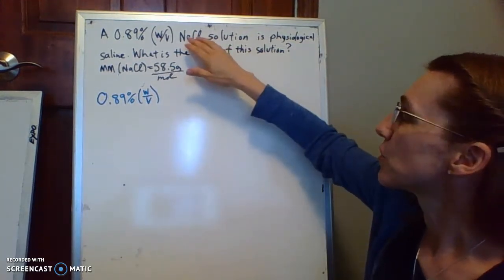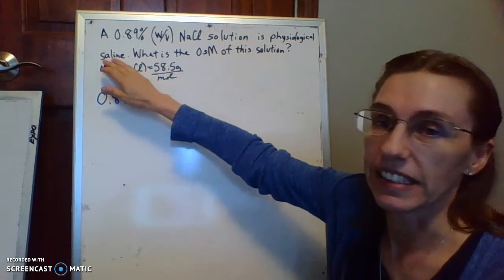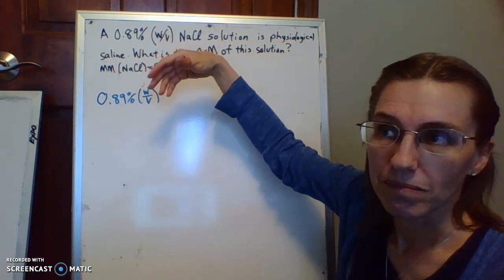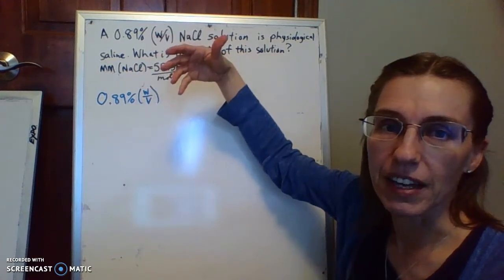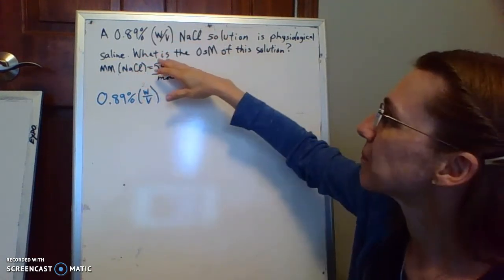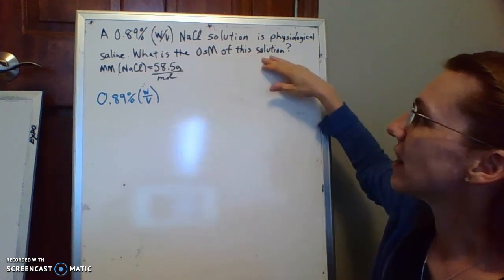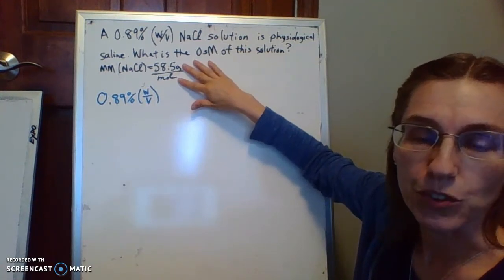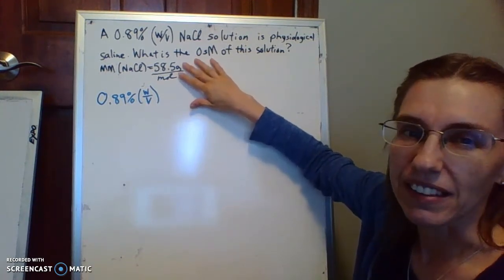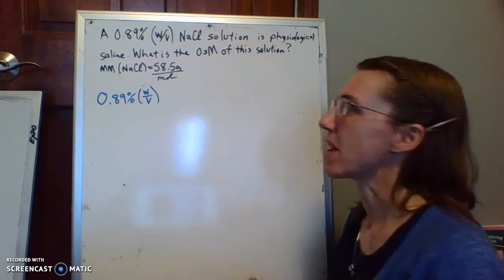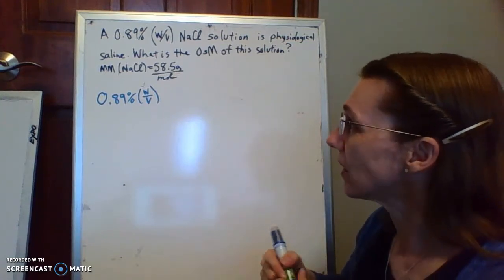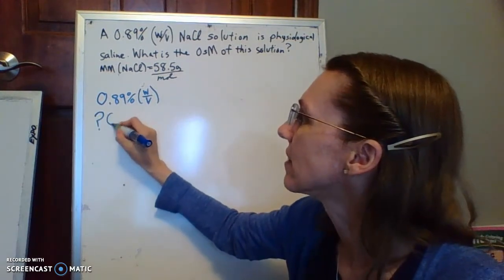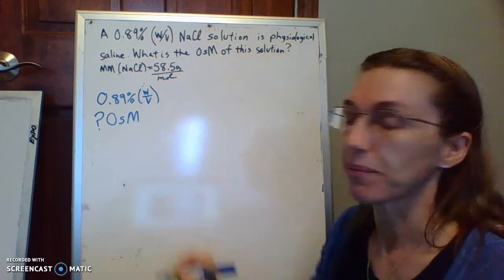And it says that this solution is a physiological saline. Okay, it's what's considered the concentration that blood happens to be. What is the osmolarity of this solution? And we're given the molar mass of sodium chloride. We should be able to calculate this, but it'll save us a little bit of time having it in the problem. All right. So, what we want to know is, what is the osmolarity?